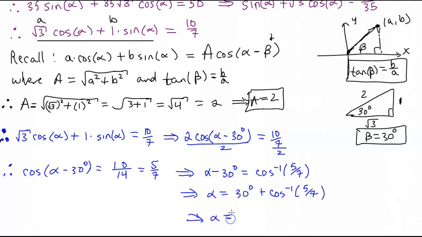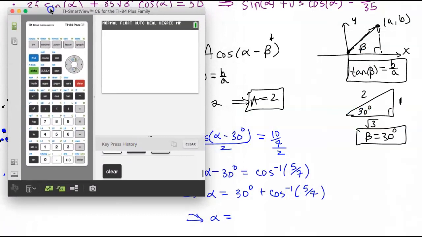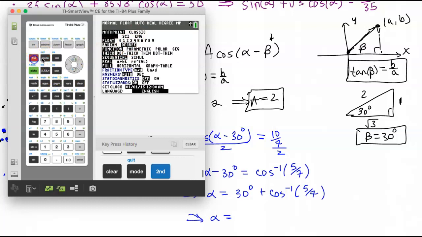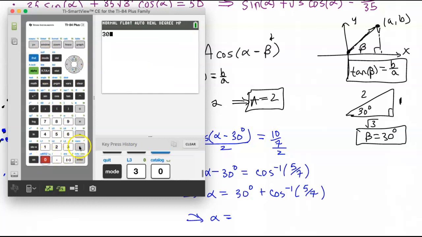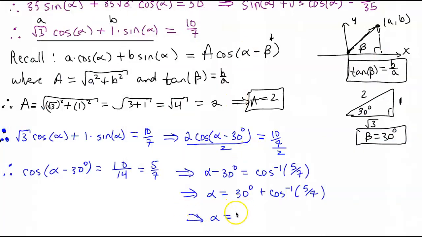Of course, from here, all I need to do at this point is use my calculator to get the final answer here. And I'll go ahead and bring that in and do that. So here, again, my calculator is in degree mode. So I'll just type in 30 plus, and then cosine inverse of 5 divided by 7. Enter, and we see that we get roughly 74.4 degrees. So here's 74.4 degrees, and that is what our alpha will be.